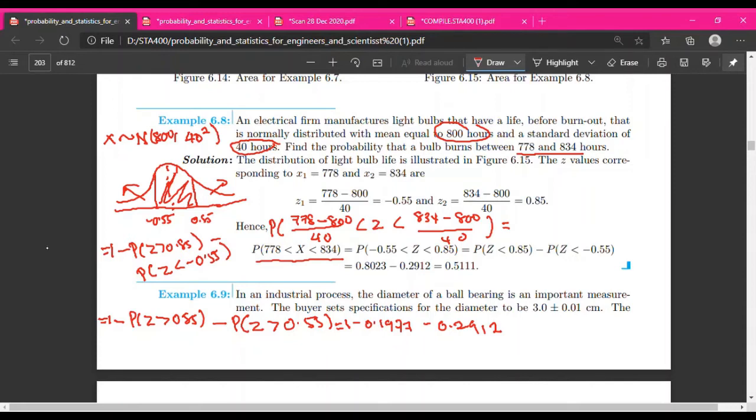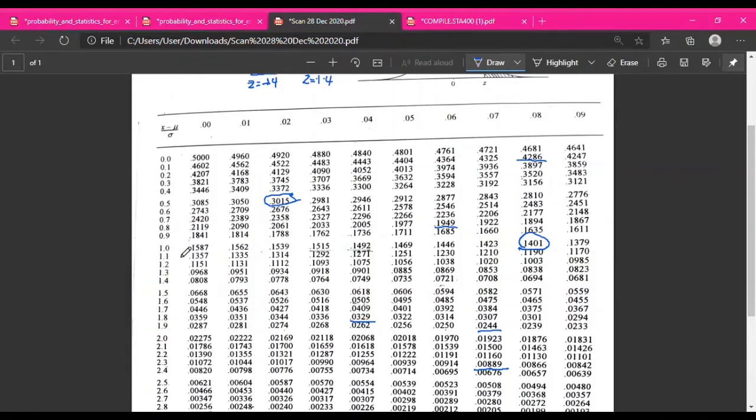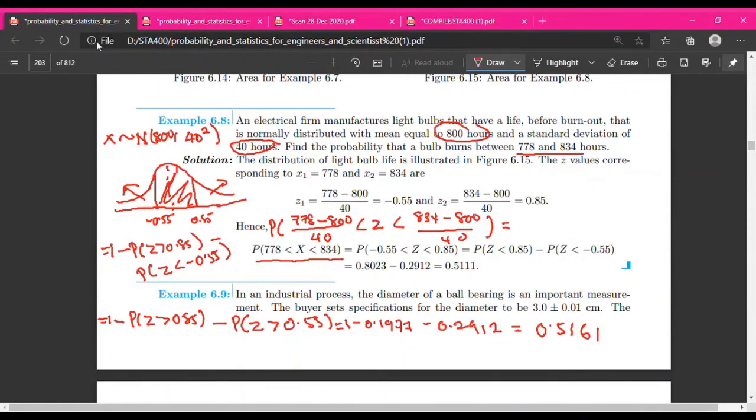So the answer will be 0.5161. Okay, berbeza sikit lah. Ke I ambil salah? Okay, dah betul. 0.5 1977. Okay, dah betul. Oh, saya salah kira ke? 1977 minus 0.2912. Okay. So, saya salah kira. The answer will be 0.5111.